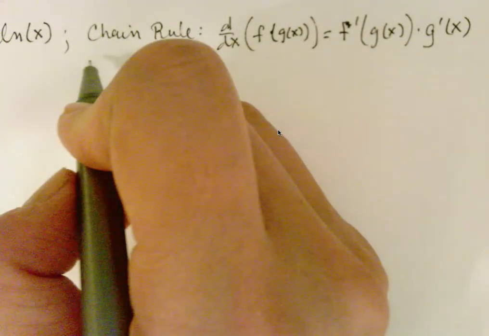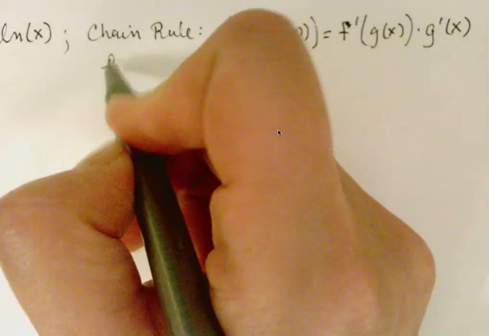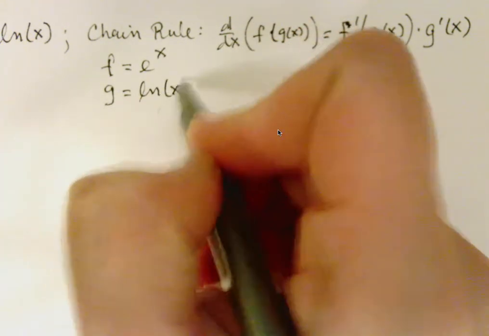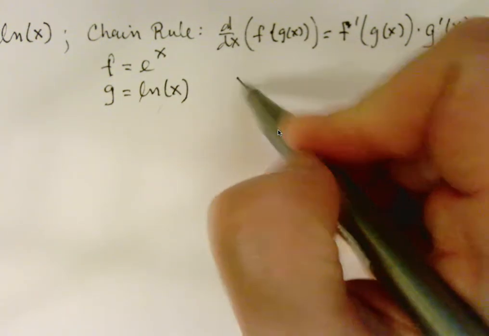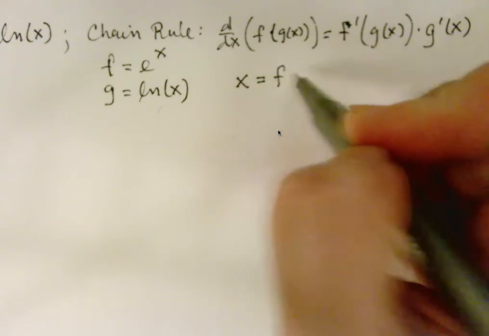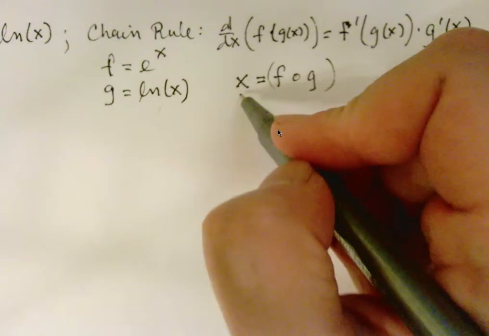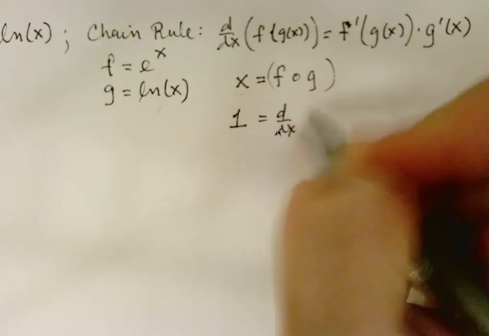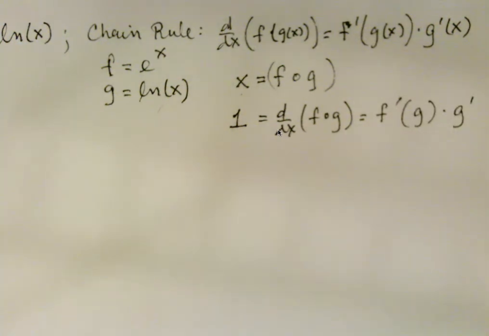Now suppose f and g are inverses. For example, let f equal e to the x and g equal ln x. Then by definition of inverse, x equals f composed with g. Now I'm going to take the derivative of both sides. What's the derivative of x? 1 equals the derivative of f composed with g, which is f prime of g times g prime.